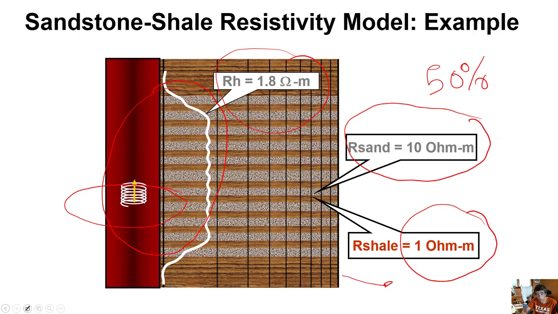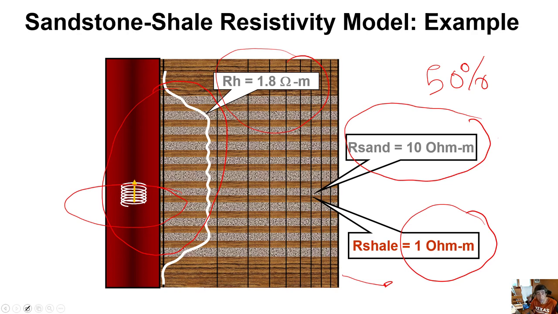So what do we do now? Here's the thing. To properly calculate hydrocarbon saturation, I have to take this resistivity and somehow transform it into the resistivity of the sand. That's what I'm going to show you how to do.